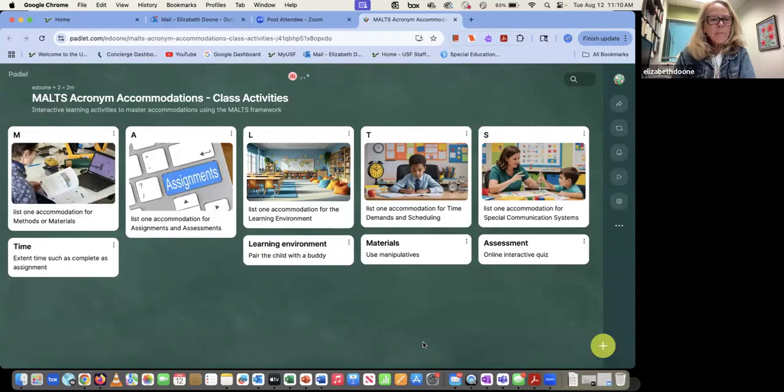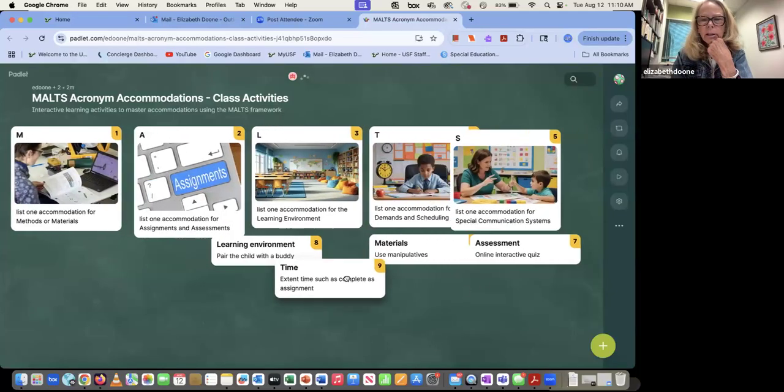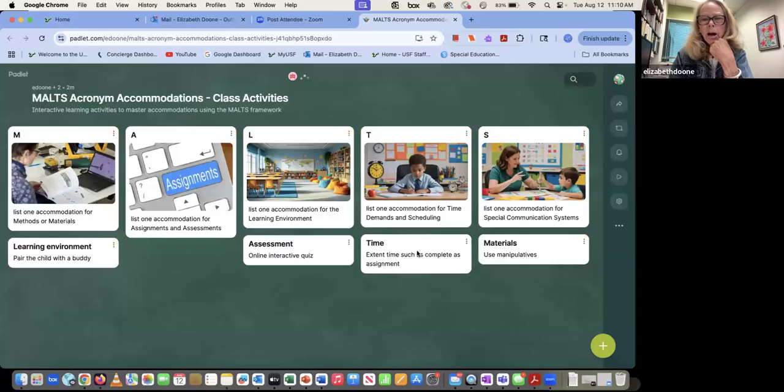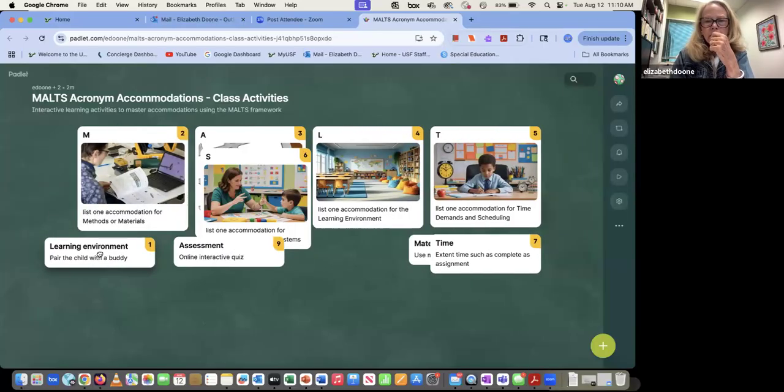Excellent. So extended time, such as to complete an assignment, that might go in the time category. This one we can move over here. Yep, there we go. Pair the child with a buddy. I'm sorry, I moved it and it messed everything up.